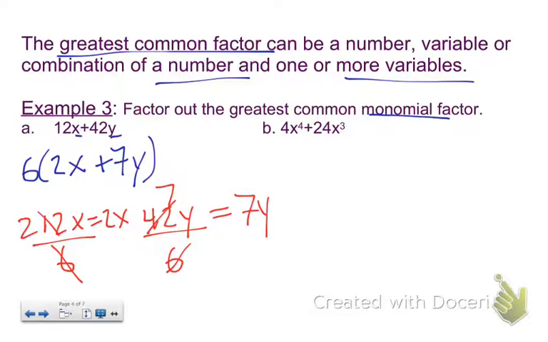Okay, and on the other side we have something very similar, for example b, but this time they do have variables in common. So we have 4x to the fourth plus 24x cubed. Well, 4 goes into 24, so we know they have a 4 in common. But they also have an x cubed in common.